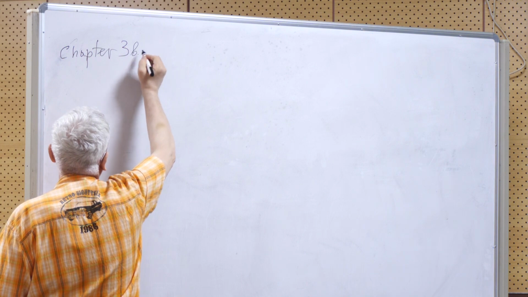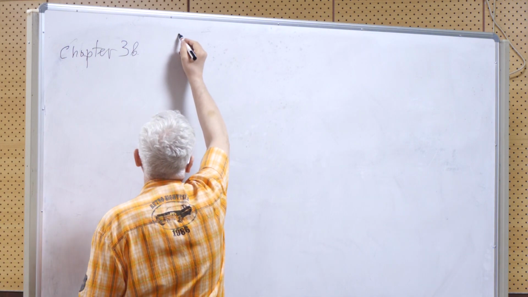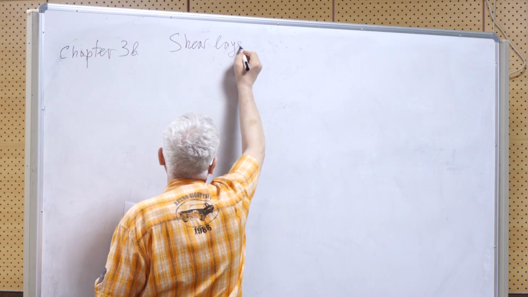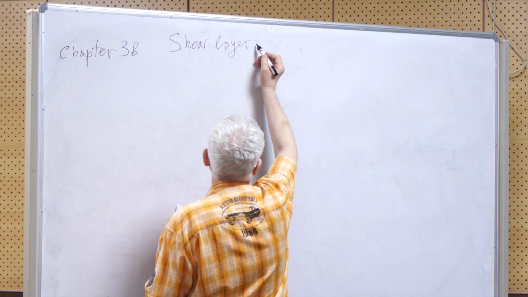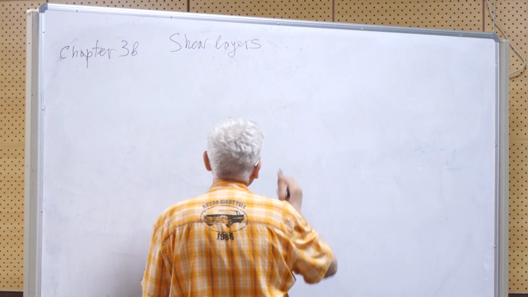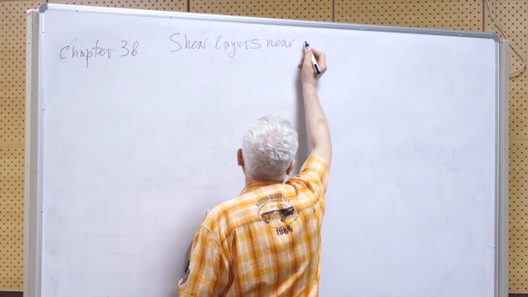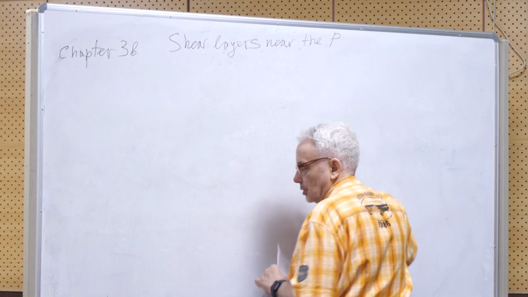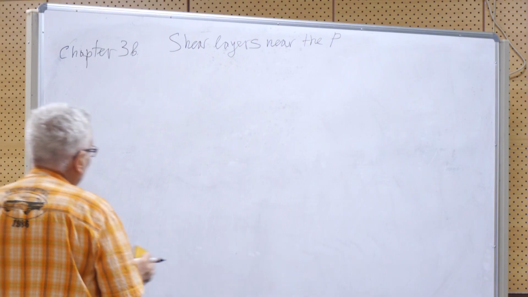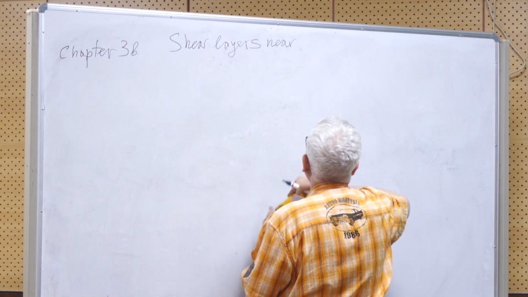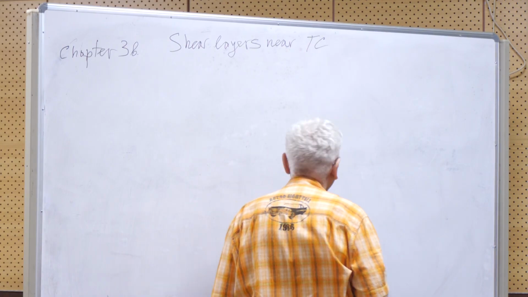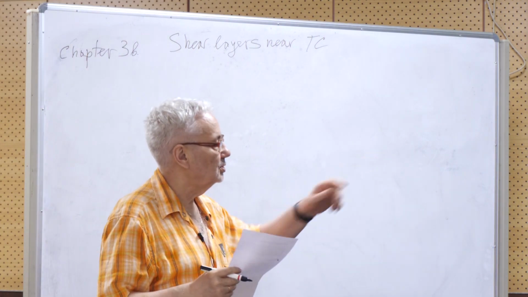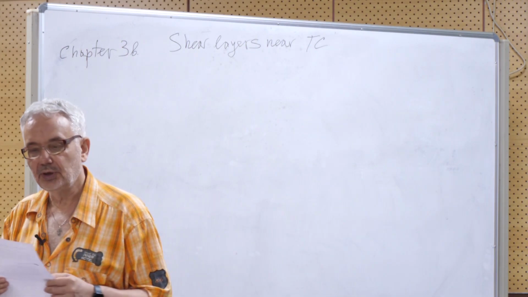Chapter 3b. So it's about shear layers. More precisely, shear layers. Of course, there are plenty of them near the tangent cylinder. As I already told you, the tangent cylinder is normally this tangent cylinder. As we already told, there is a discontinuity in this picture. And to resolve this discontinuity, we need shear layers.